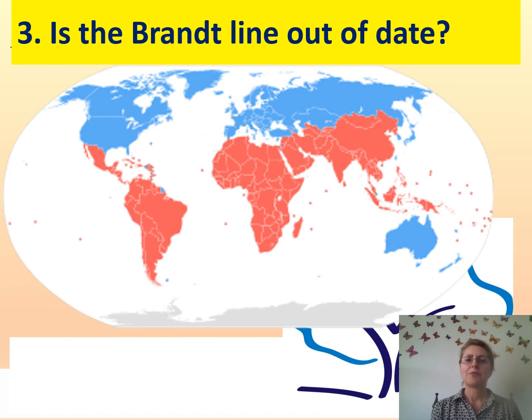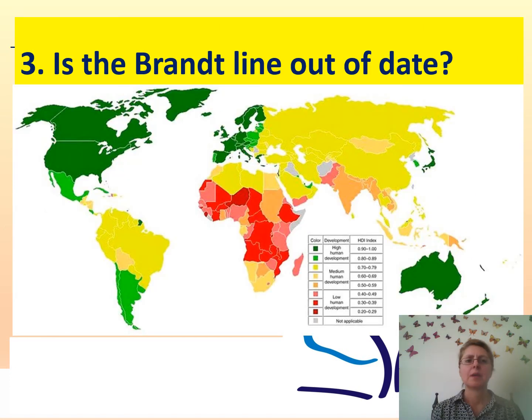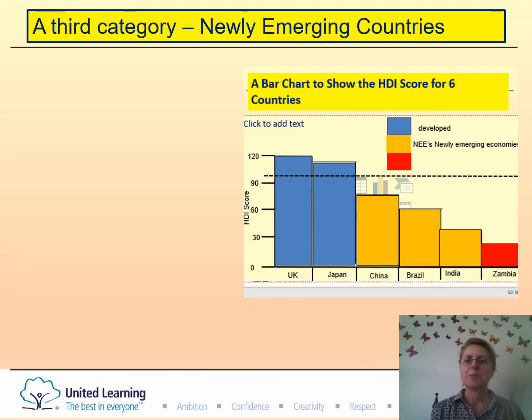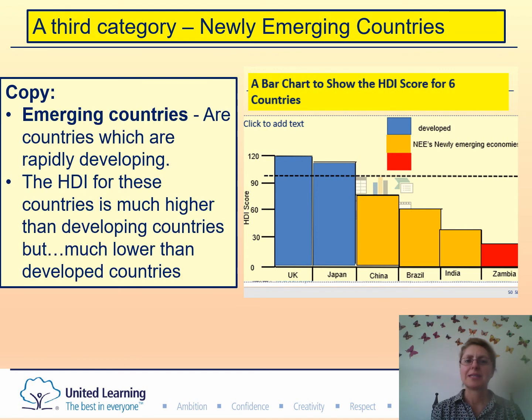So if we now have three groups of countries, is the Brandt line still relevant? We could say that this theory is no longer valid in modern day context because some of the world's strongest and fastest growing economies in India, China and Brazil, coloured yellow and orange, lie below the Brandt line in areas still deemed poor south. These countries are called newly emerging economies. Please press pause to copy this text.